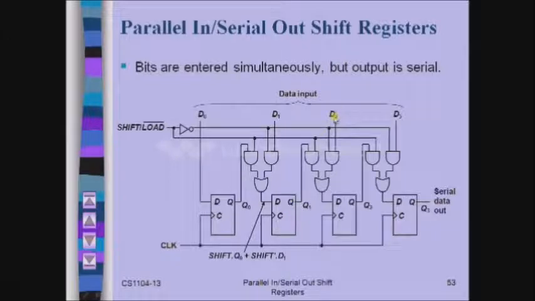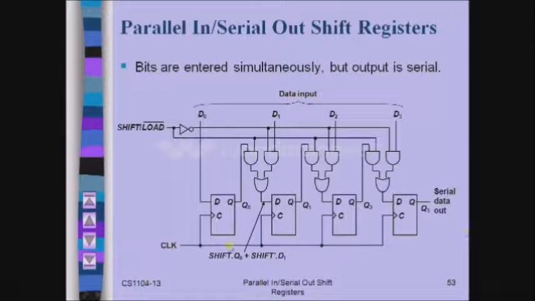In the same way D2 will be loaded to the third, and D3 will be loaded into the fourth flip-flop. So this is how the loading takes place with the help of this control input. And if this control input is 1, then the shifting operation takes place.